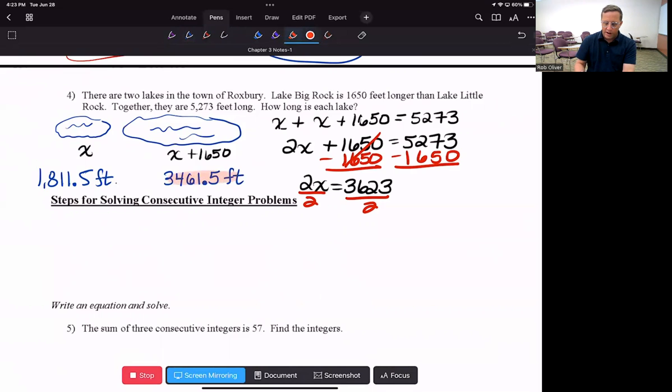And if you want to confirm it, just add these numbers up. Add this number plus this number. And what should it equal? It should equal that, right? You can do that on your own if you want to.